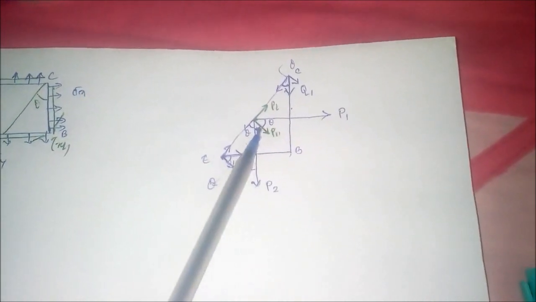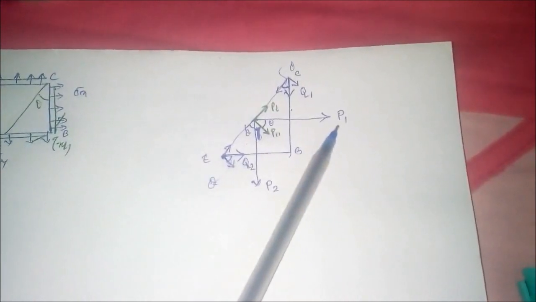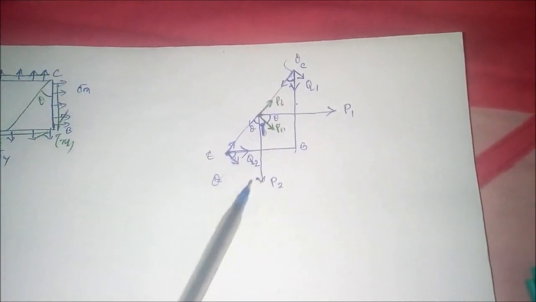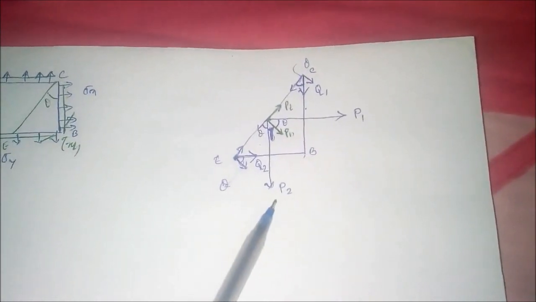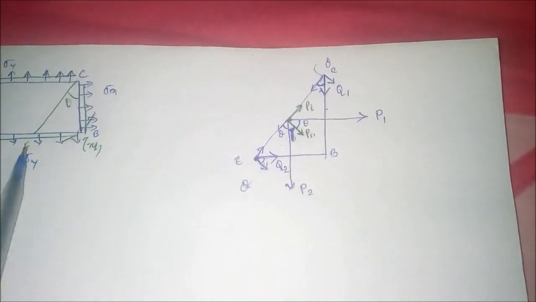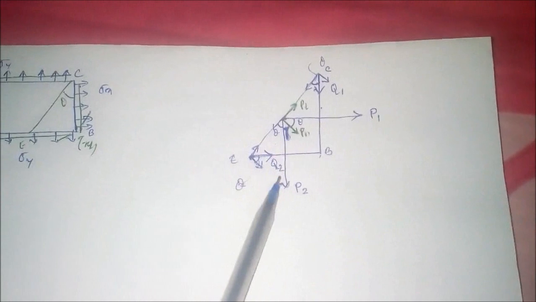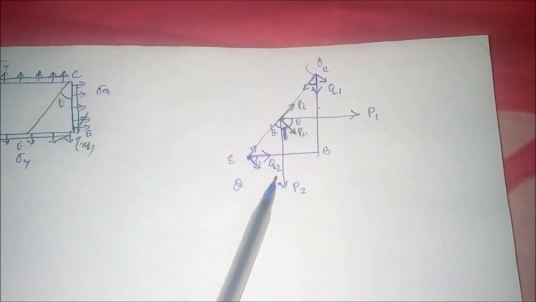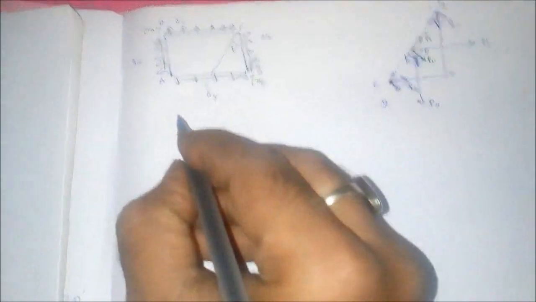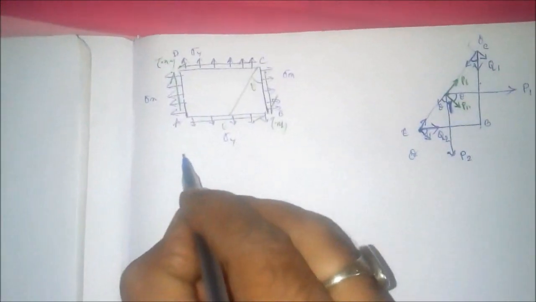So there are forces acting, right? P1, what is P1? P1 is the force which is due to this stress sigma x. P2 is the force which is due to this sigma y, and Q1 and Q2 are generated from the shear stresses over there, tau xy, right? Now what will be the values? We have already discussed those things in the previous examples.